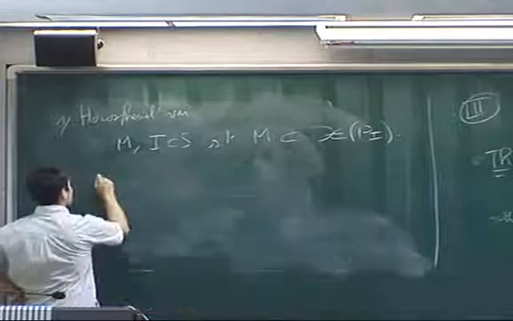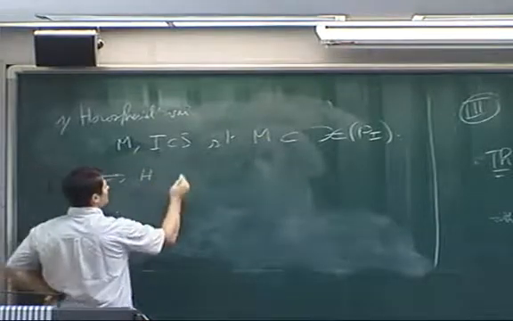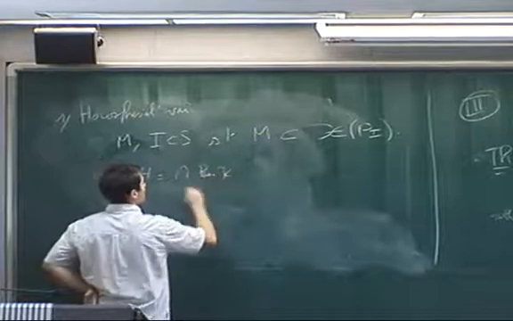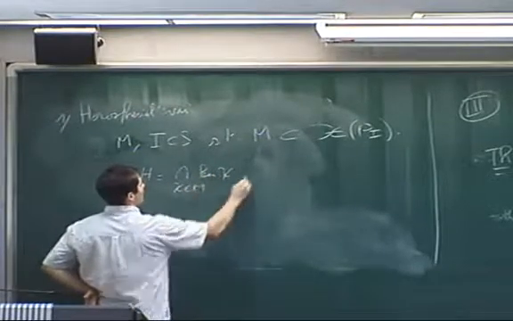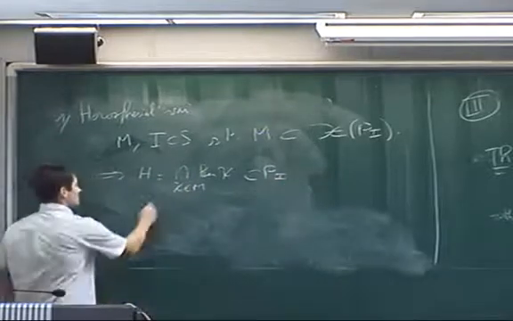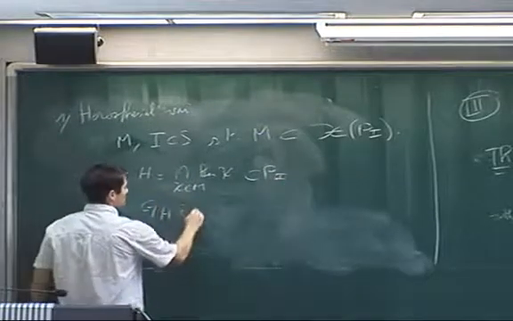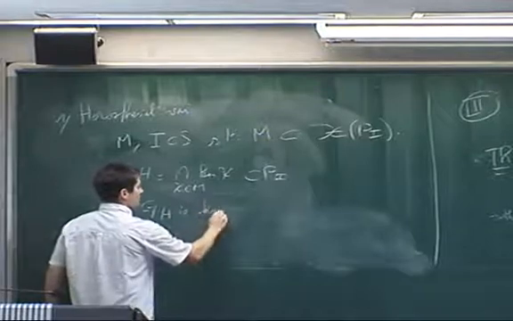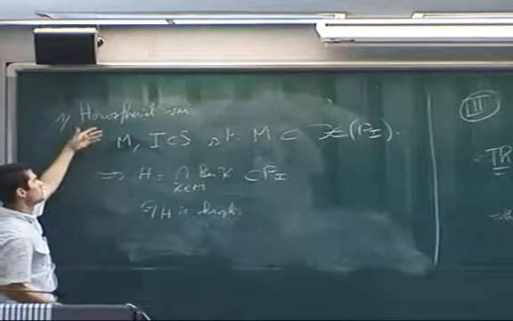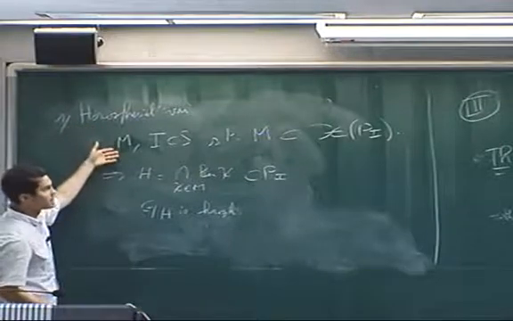Then we define H as the intersection of the kernels of chi with chi in M in Pi, and G mod H is all spherical. And this gives a bijection between all spherical varieties and such sets.